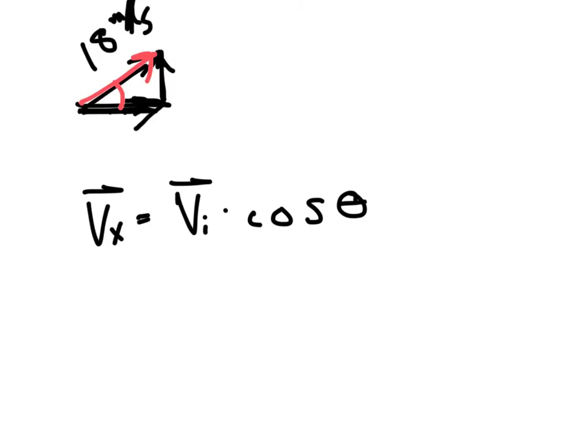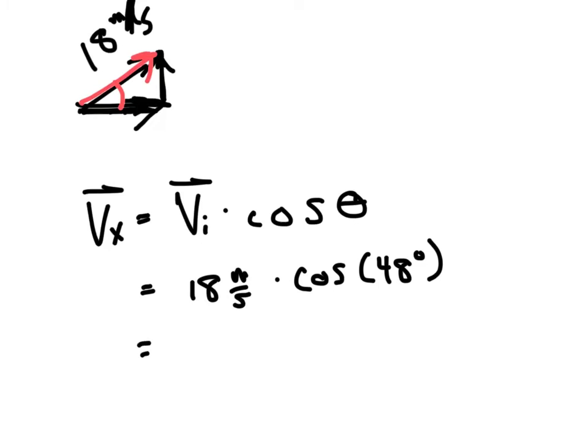So let's first do that. We know that the horizontal component, Vx, is going to be equal to the V initial multiplied by the cosine of the angle. So that gives us 18 multiplied by cosine of 48 degrees. And that works out on the calculator to 12.044 meters per second.